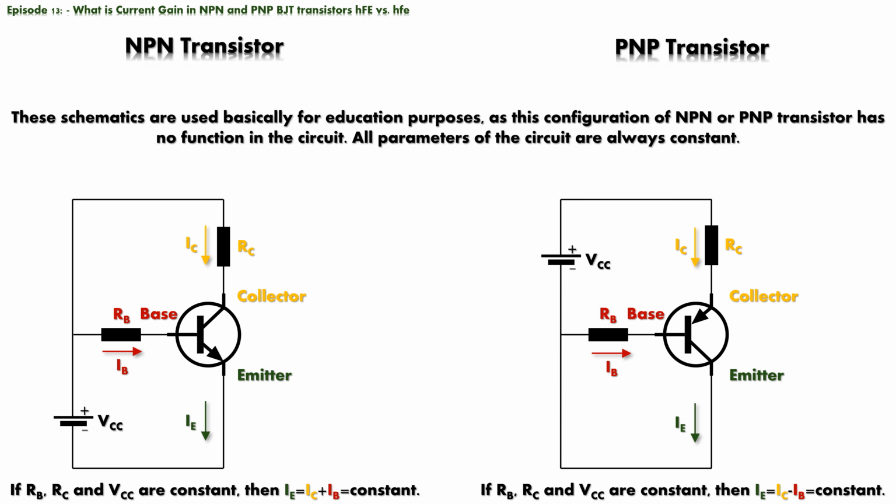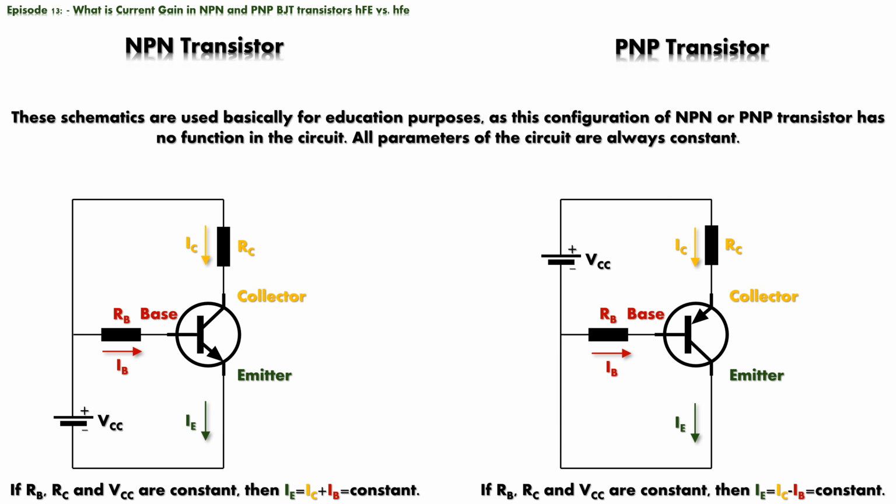These transistor configurations have no function. They do not perform any meaningful function in the circuit. They are primarily used for education purposes, to explain the roles of base and collector current limiting resistors. Because, if all of the parameters of the transistor, base current, base resistor, collector current, collector resistor and power source are all constants, base current, collector current, and emitter current are always the same.